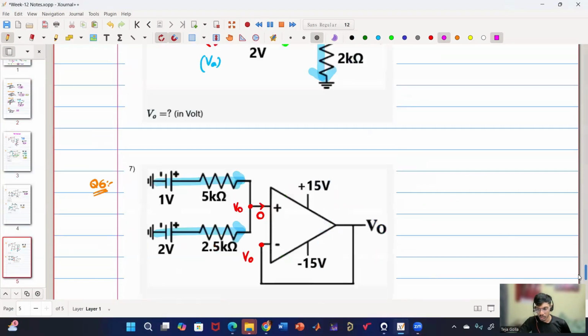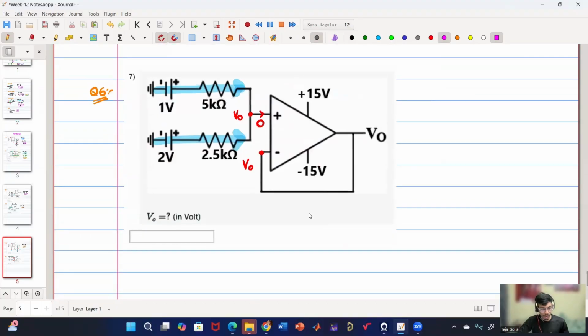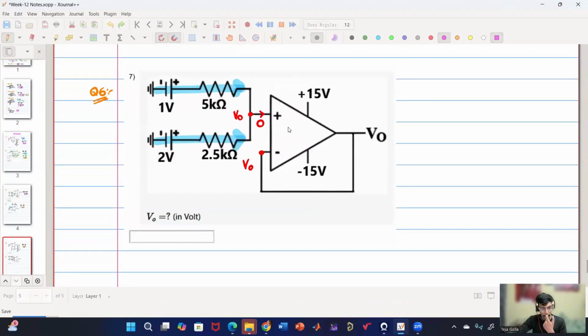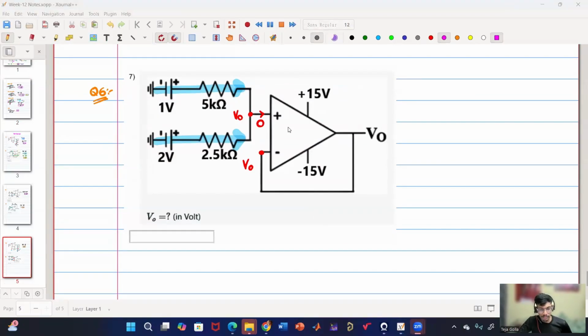Okay, now let us go back to our question. How to solve for V naught? Is it the same as voltage follower? Yes, voltage follower. But for op-amp, it is called a buffer. In the case of BJT or MOSFETs, they call it voltage follower, emitter follower, something like that.